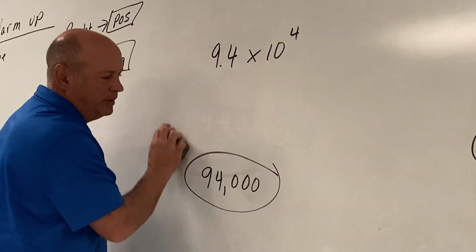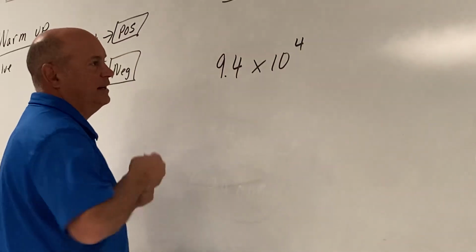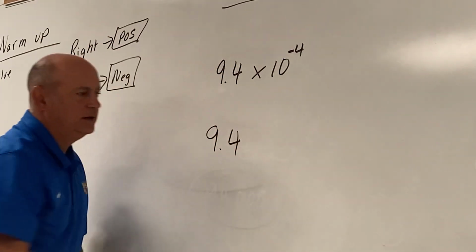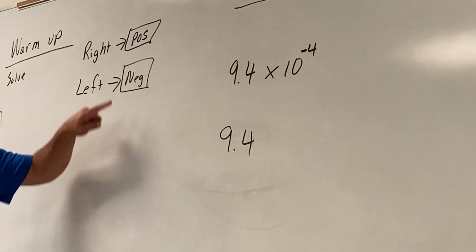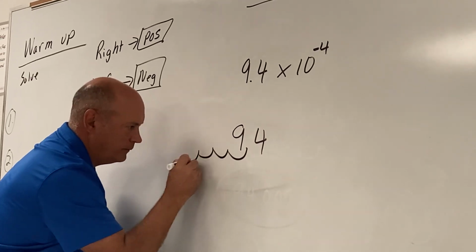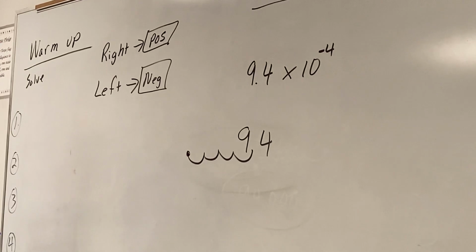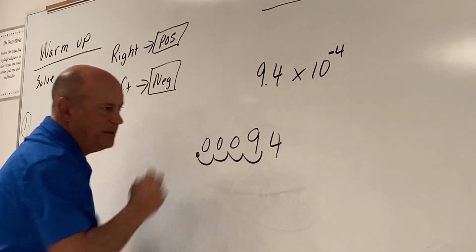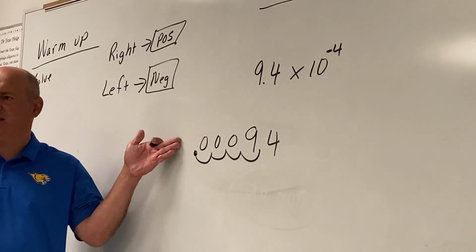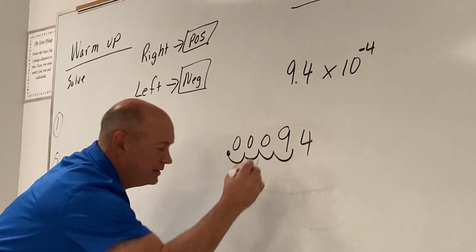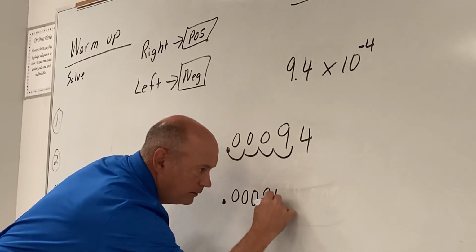I'm going to take the same problem, and I'm just going to make that negative 4. So let's write the decimal again, 9.4. Since it is negative this time, let's go to the left. So count with me. 1, 2, 3, 4. Here is where the new decimal goes. Are you with me? And what do I put in here? 0. So I'm going to write my final answer now. Don't leave your answer like this with all the loops on it on the homework. Are you with me? Rewrite it. 0.00094. That would be the correct answer for that.